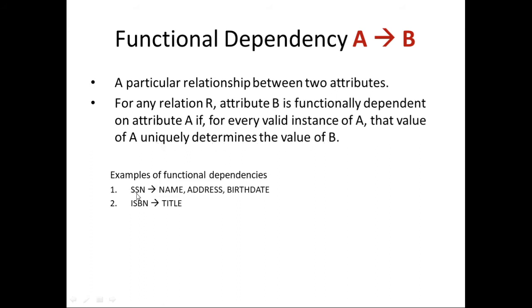The social security number. If you know the social security number, then with that you can determine the name, the address, and the birth date. So that means that B is functionally dependent on this, or these fields are dependent on this. So with ISBN, if we know the ISBN, then we know the title because this is a unique number. So we could say that the title is functionally dependent on ISBN.